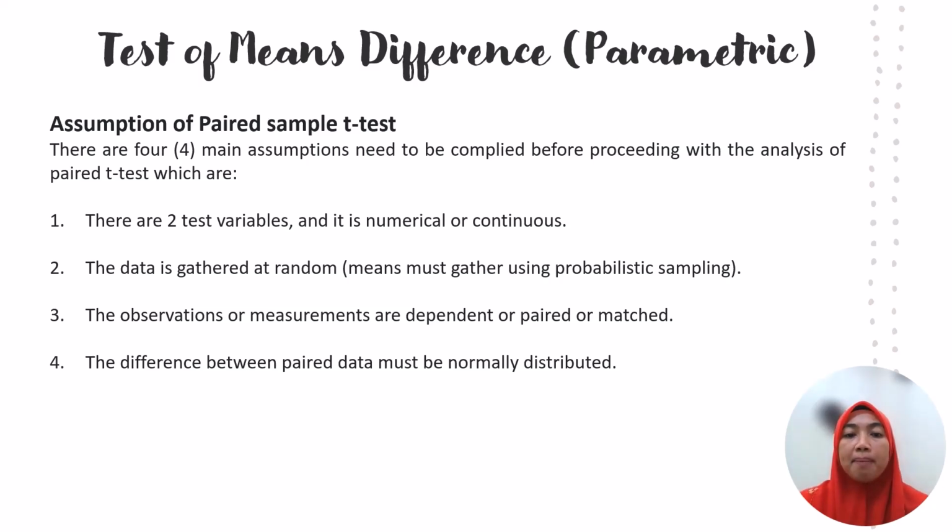There are four main assumptions that need to be complied with before proceeding with the analysis of the paired t-test. The first one is there are two test variables and they are numerical or continuous. So that means your variable must be in a group of continuous or numerical. The data is gathered at random. The observations or measurements are dependent, or paired, or matched. And the last assumption, the difference between paired data must be normally distributed.